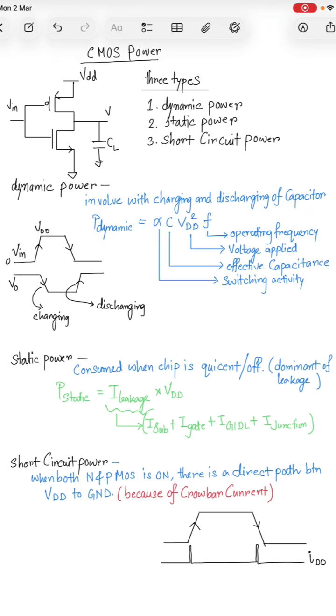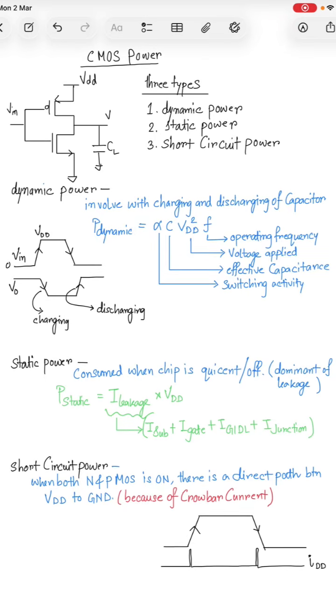Suppose in that picture, if you carefully observe, if we give 0, then because VDD is directly connected to the output, the capacitor will be charged, and when we apply 1, the capacitor will discharge. The P dynamic equation involves alpha C VDD square F.